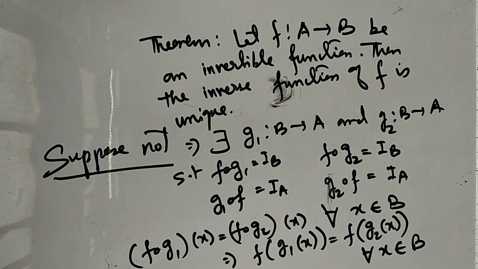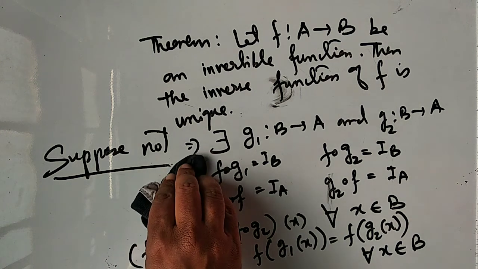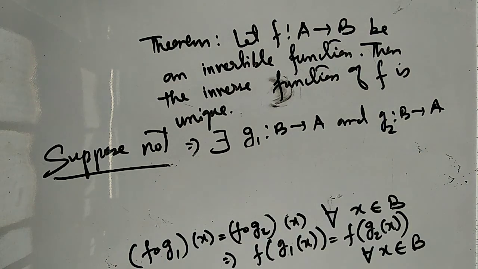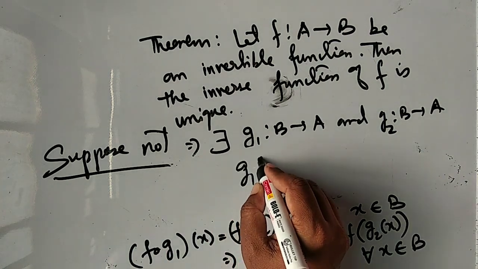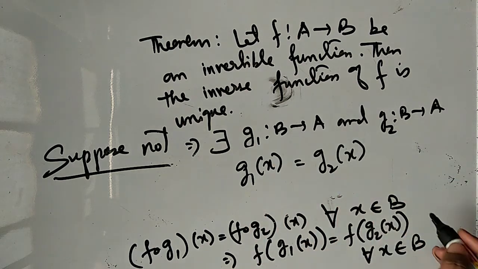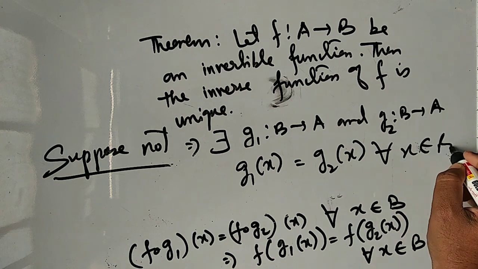Now what is f? F is an invertible function, and every invertible function is bijective. And every bijective function is again one-one. So by the one-one property, what can I write? That G1 of x is equal to G2 of x for all x belongs to B.